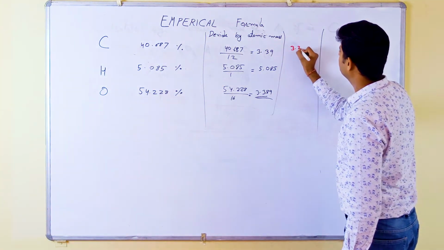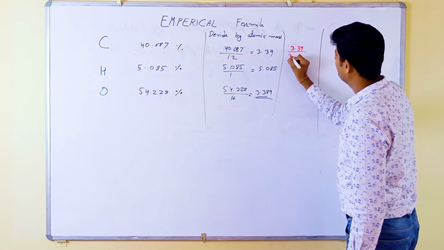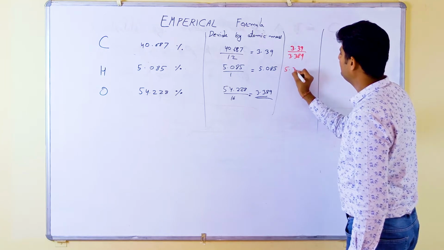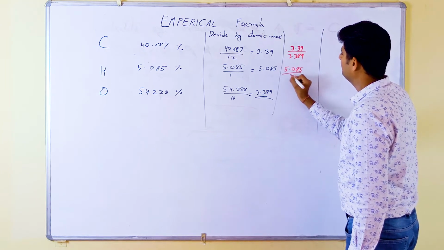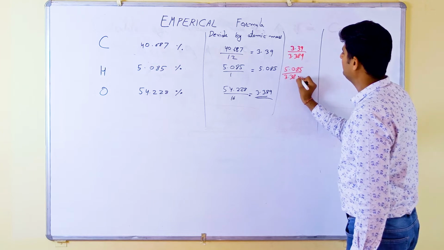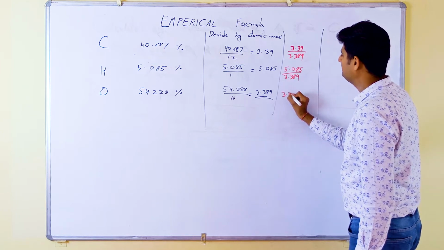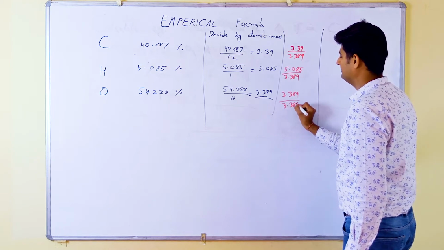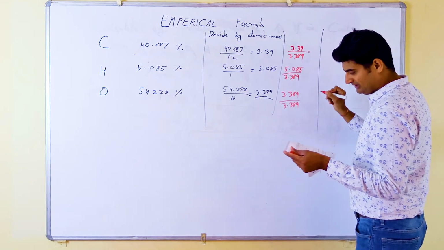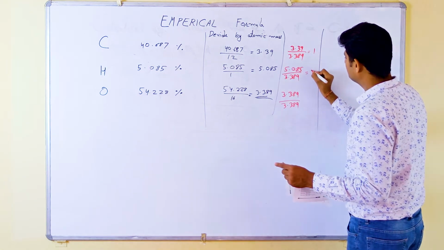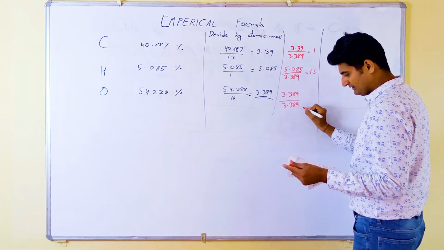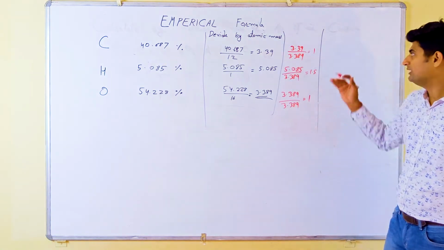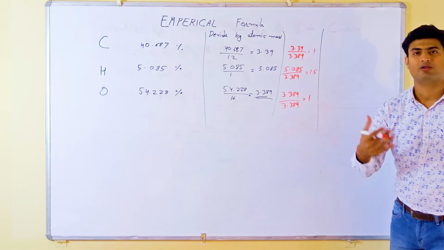So the first one will become 3.39 divided by 3.389. The second one will become 5.085 divided by 3.389. And this will become 3.389 divided by 3.389. The first one will come nearly as 1, the second one nearly as 1.5, the third one nearly as 1. Now we have to convert this ratio into the simplest whole number ratio.